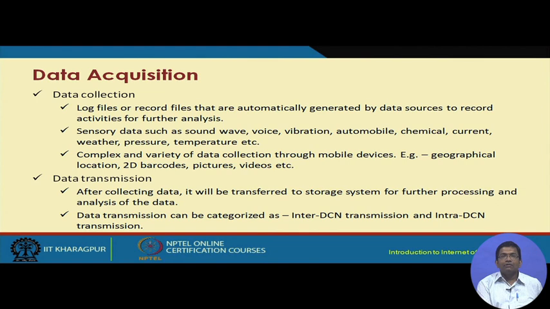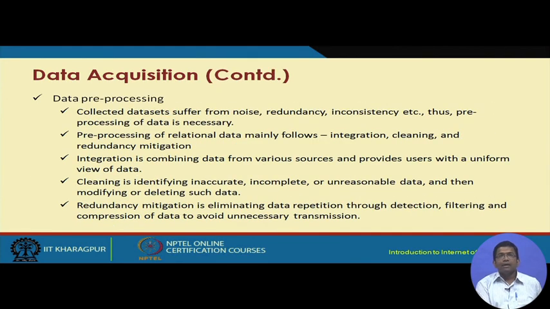After collecting, the data have to be transferred to a storage system for further processing and analysis. Data transmission can be categorized as inter data center network transmission and intra data center network transmission. Then the data have to be pre-processed. These collected data suffer from noise, redundancy, inconsistency, etc. So, these have to be removed, the data have to be pre-processed.